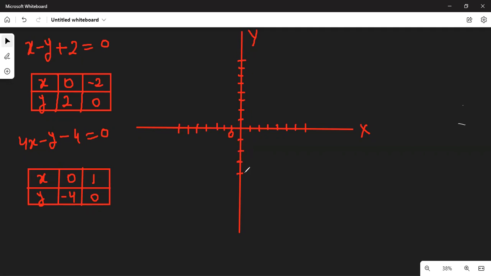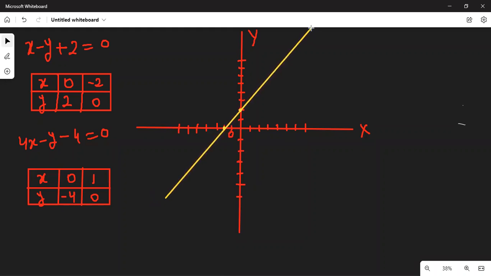Only disadvantage is when we mark it ourselves, the distance between two consecutive numbers may be less or more, so that can create some error. The first line x minus y equal to 2, we can draw 0, 2. Where is 0, 2? 1, 2. This is the point over here. Minus 2, 0, x is -2, y is 0. This is a point over here. When we join these two points and draw a line, it would go roughly like this.